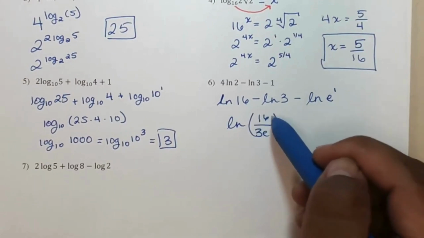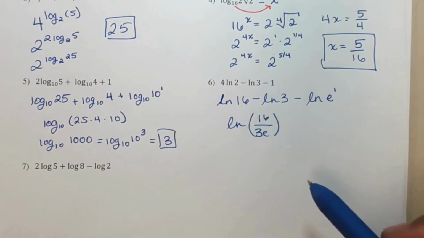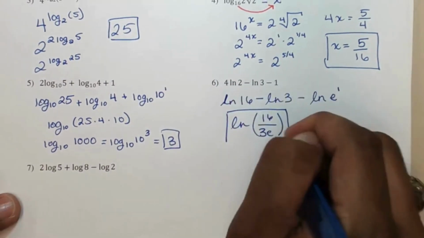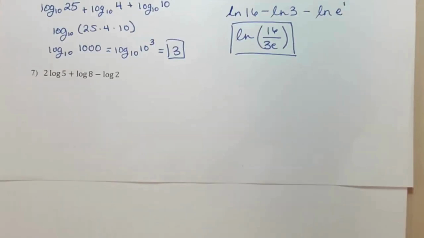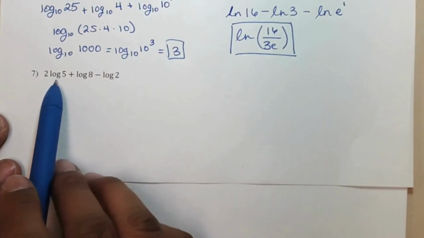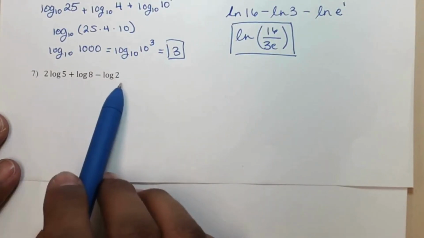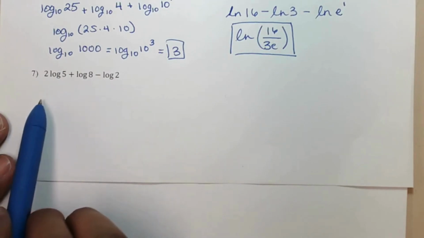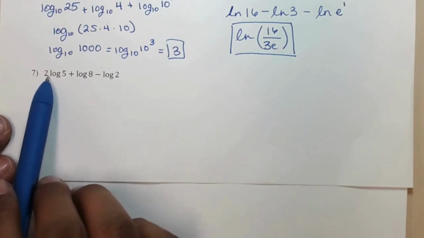Well, since there's no way of making 16 over 3e be base e, our answer is just this. All right, so this next problem is kind of doing the same thing that we've been doing. Now notice that they're just logs, so these are default base 10. So you can put a little 10 for the base for each of those if you want to. So we're going to do the same thing.